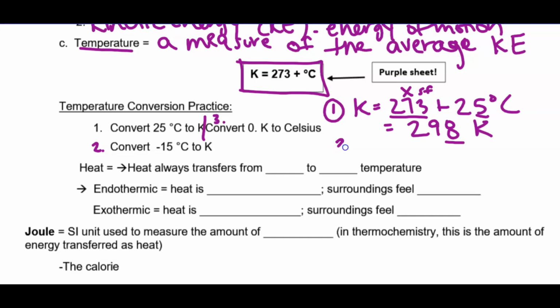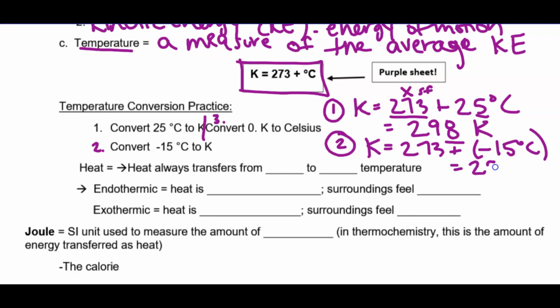So this will be number 2. So your Kelvin temperature is going to be 273 plus negative 15 degrees Celsius. If you can use your calculator or do this in your head, you get 258 Kelvin. Okay. Number 3, we're converting 0 Kelvin to Celsius. So the 0 Kelvin in here is equal to 273 plus the temperature in degrees Celsius.